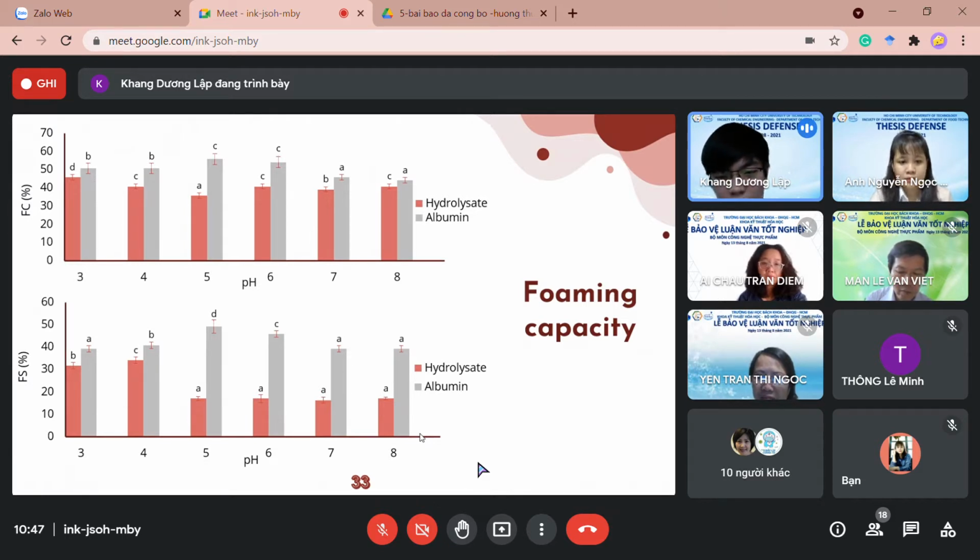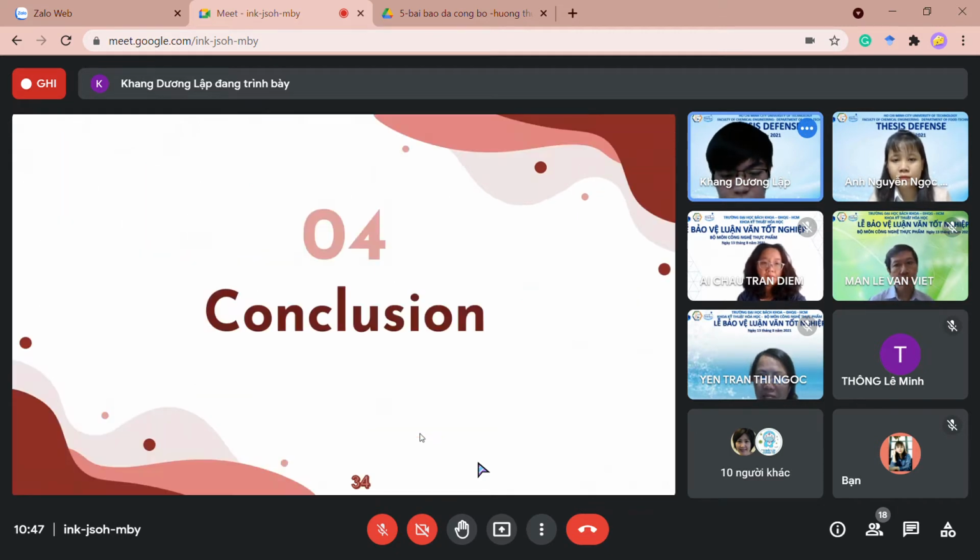However, at other pH values, the property was significantly lower compared to albumin, since the peptide length is not adequate for stabilizing a dispersed system, indicating the poor applicability of the hydrolysate as a foaming agent.